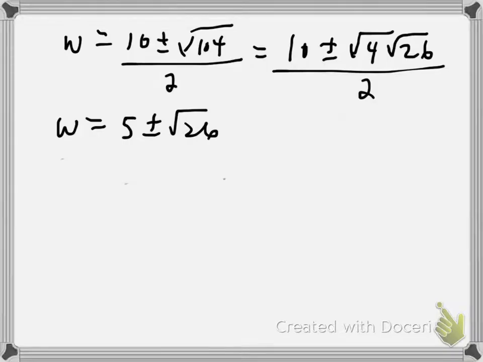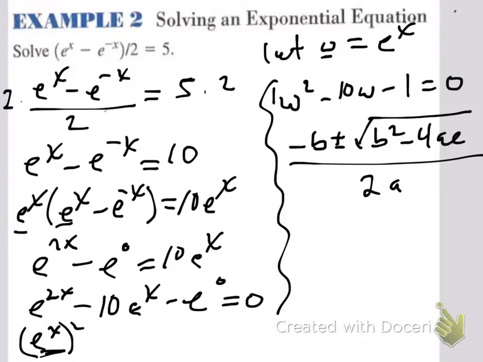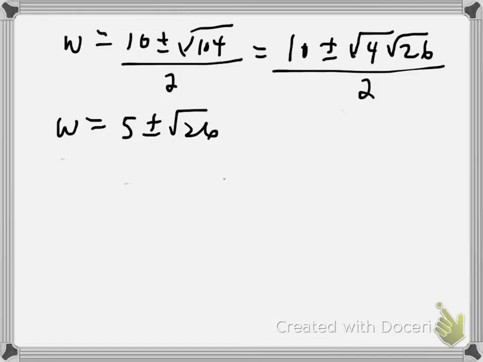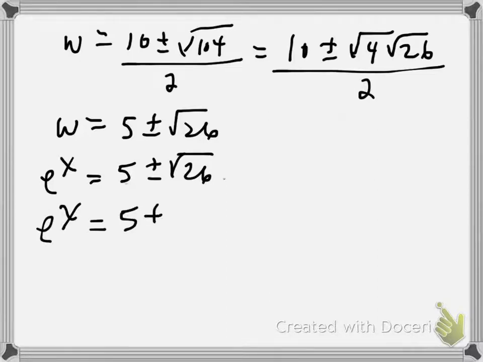Okay, so hopefully you have w equaling 5 plus or minus the square root of 26. Now, what is w? So w is e to the x. All right, we substituted w in for e to the x. So now let's substitute back. So e to the x equals 5 plus or minus the square root of 26. Now, e to the x cannot be negative, so e to the x is just going to equal 5 plus the square root of 26.